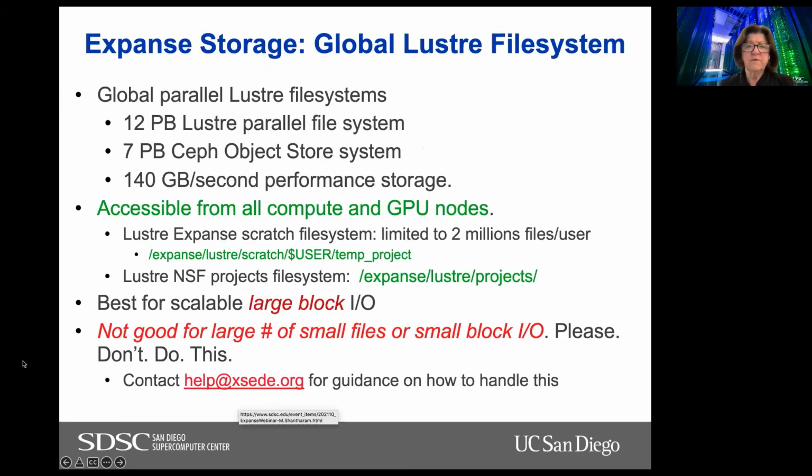So the Lustre file system is 12 petabytes of Ceph object storage with high-speed access. You should be able to access it from all the compute and GPU nodes. If you have a problem, get in touch with the help desk. Everybody's given a default location, and there's an NFS file system as well. It's best for scalable large block I/O. It's not good for a large number of small files.